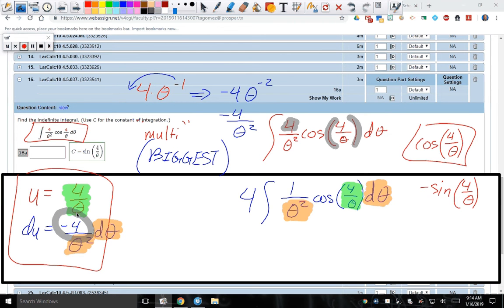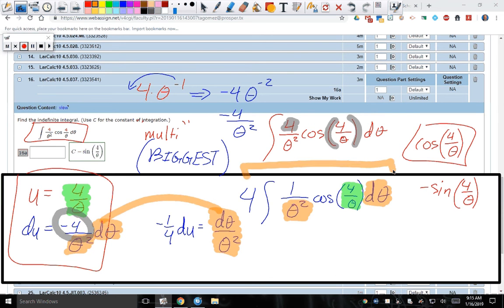You with me? The way I like to show it is I will divide by a -4 on both sides so that I get something that looks like this. Notice that this is still what is being replaced in my original problem. So now, where this used to be in the original problem, I'm going to replace it with -1/4 du. I'm going to substitute it with this. Here we go. Watch the progression.